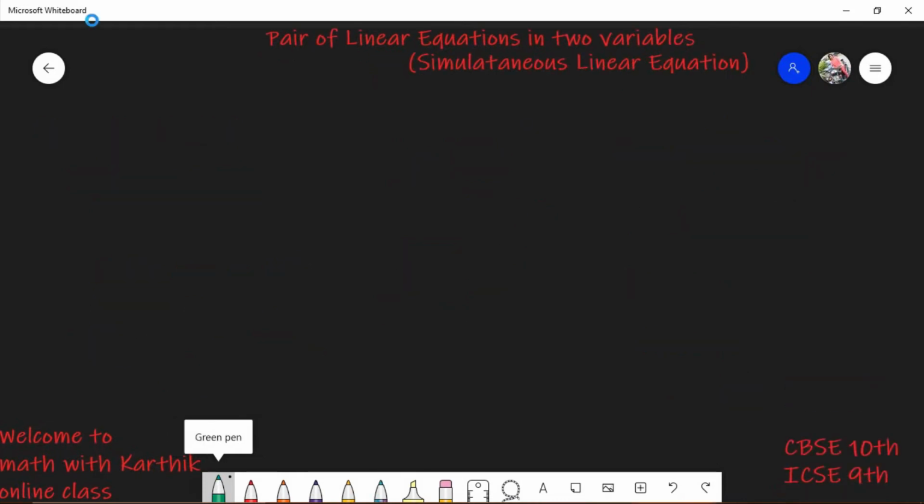Question number 3. 3 minus x minus 5 is equal to y plus 2. 2 into x plus y is equal to 4 minus 3y. Now the first step is you need to frame the equations. How to frame the equation?